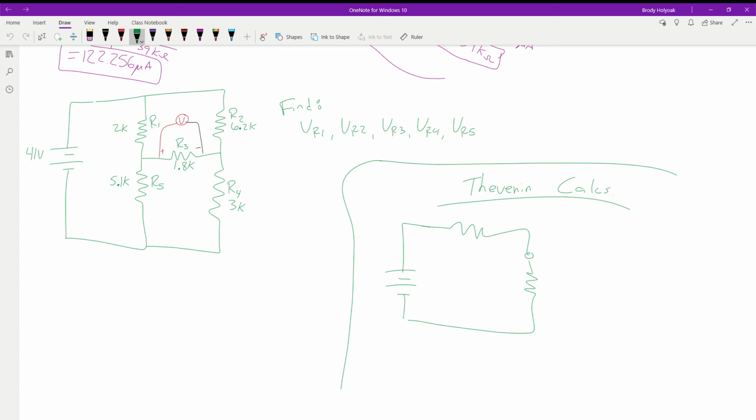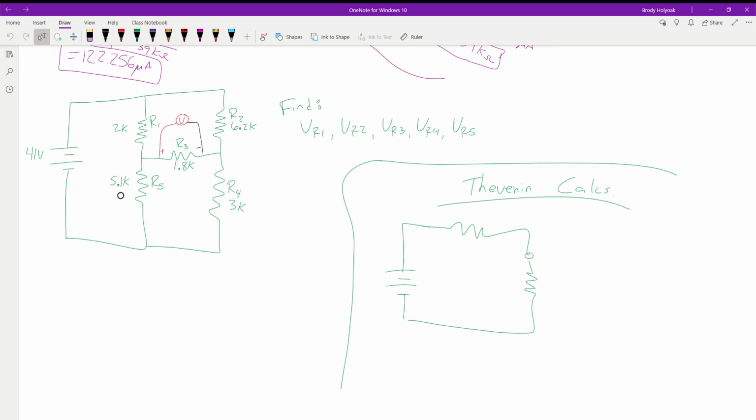All right, so we have our bridge. We've got 41 volts across the whole thing at our supply. R1 is 2 kiloohms. R2 is 6.2K. R3 is 1.8K. R4 is 3K. And R5 is 5.1K.